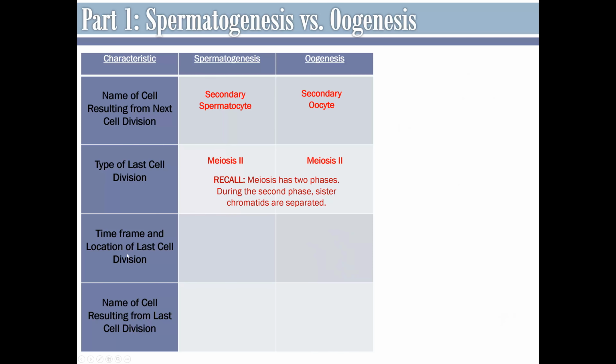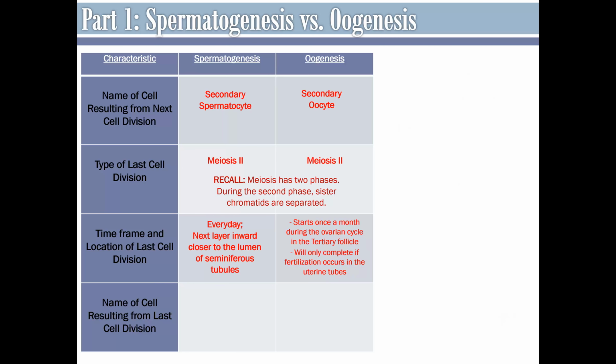So the time frame and location of the last cell division. In males, this is again going to occur every day, and it will occur in the next layer inward. So we're getting closer and closer to the lumen of the seminiferous tubules. In females, this meiosis II will start once a month during the ovarian cycle in a tertiary follicle, but again it's going to pause, and it will only complete if fertilization occurs in the uterine tubes.